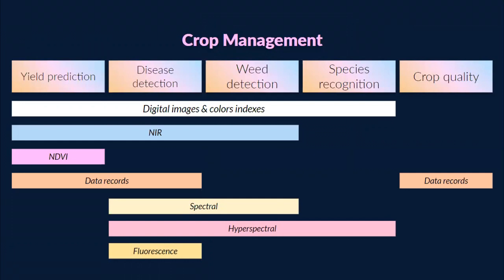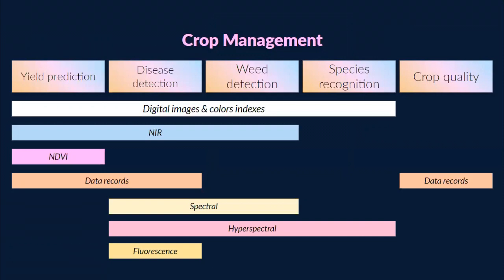So from here, we can know that the main feature technique used is digital images and color index. Specifically for disease detection, there are several techniques that we can use: digital images and color index, NIR, data record, spectral, hyperspectral, fluorescence, almost all of them. But specifically, NIR, NDVI, spectral, and hyperspectral are only used in crop management.